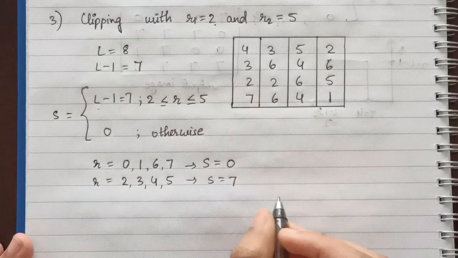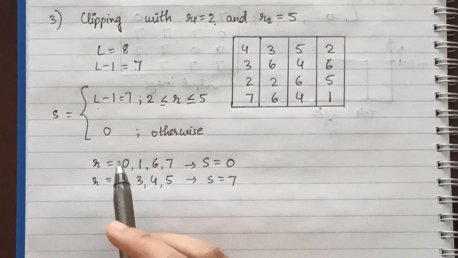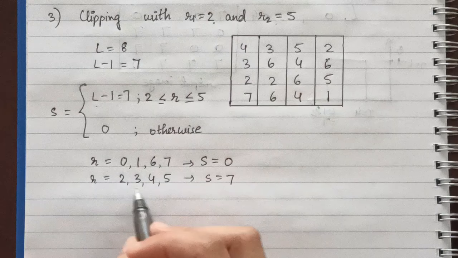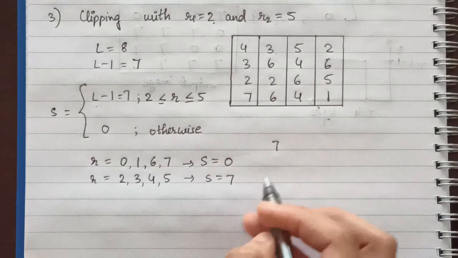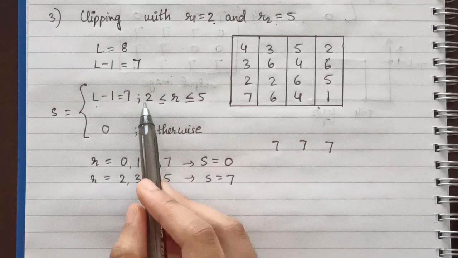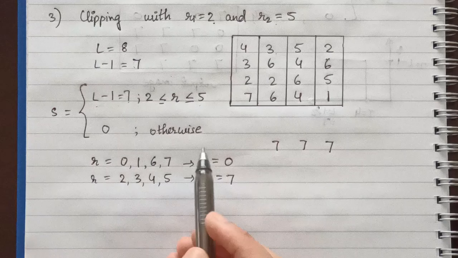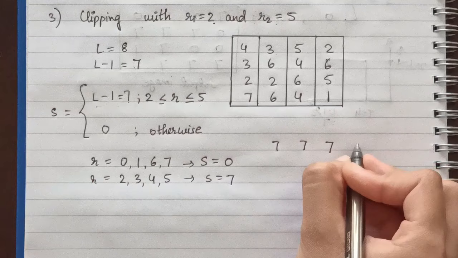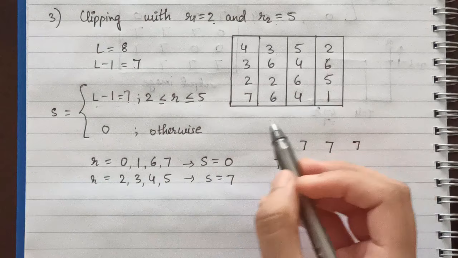So if we try to form the output image here based on the given function, then for the value 4, we'll have s as 7. For 3, we'll again have it as 7. For 5, 7. So if r lies between 2 and 5, then we'll have the maximum value possible, which is 7, and in any other case it will be 0. Again 2 we'll have as 7. 3 lies between the range, so 7. 6 lies outside the range, so we'll have it as 0.